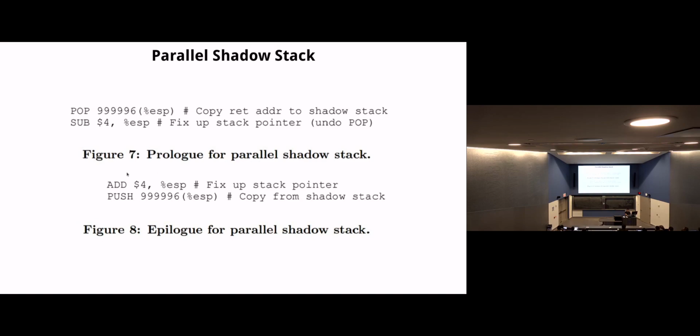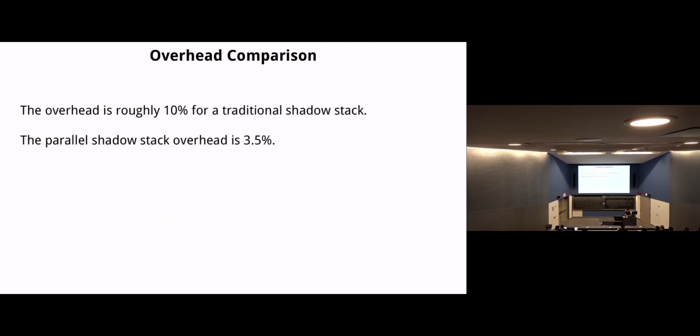The epilogue of this is also similar. You just first add 4 to ESP, then you do a push of this one. So this one obviously is an overwrite case. You are going to overwrite whatever is in the main stack with what is in the shadow stack. So the paper reported that the overhead of this is usually only 4.5%, so much more acceptable. Any questions regarding shadow stack?